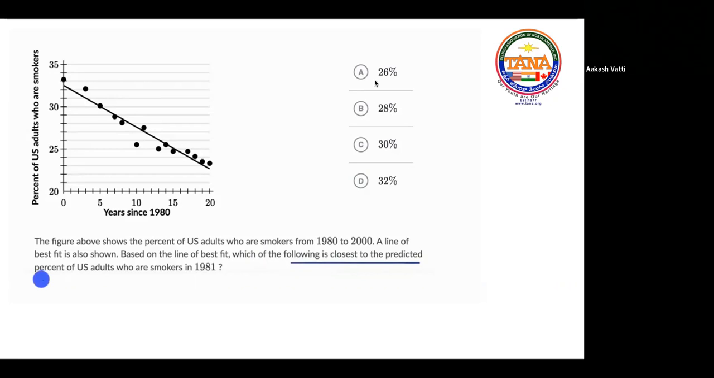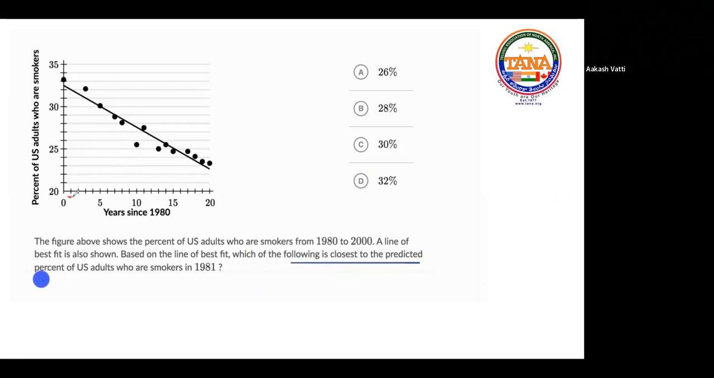All right, so people were asking me to explain it. So I'll explain it pretty quickly because this is the same as before. The figure above shows the percent of people who are smoking in the US from 1980 to 2000, and a line of best fit also is given. Based on the line of best fit, which of the following is the closest to the predicted percentage who are smokers in 1981? So you want years since 1980.